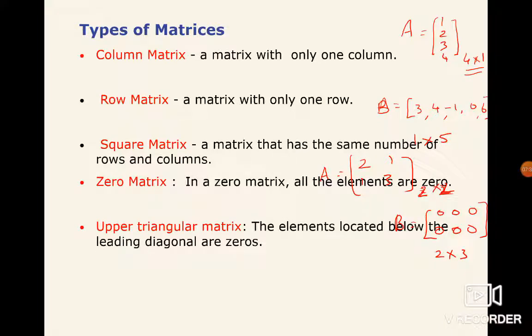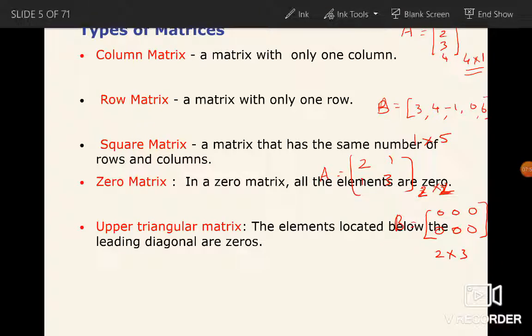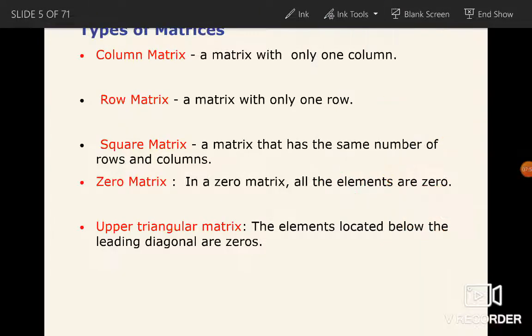Upper triangular matrix. What is an upper triangular matrix? Can you guess? Any guess? See, the elements located below the leading diagonal are zeros. What is it?